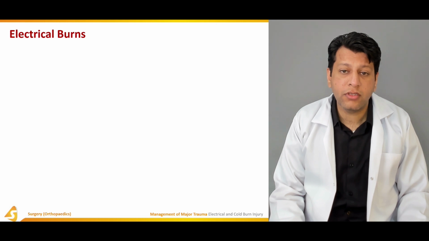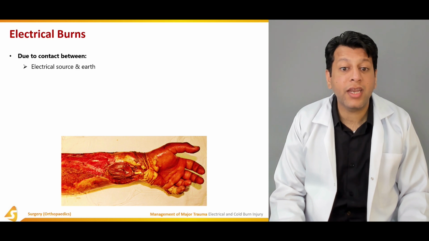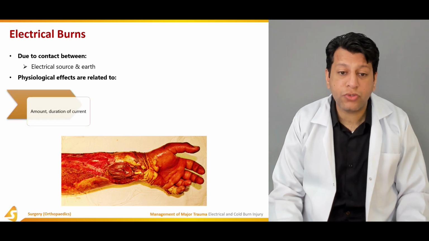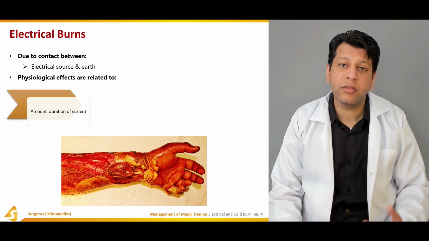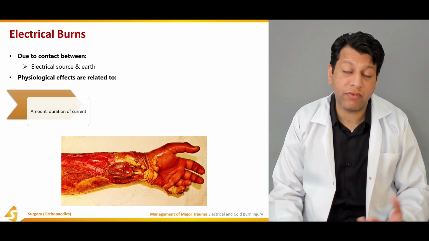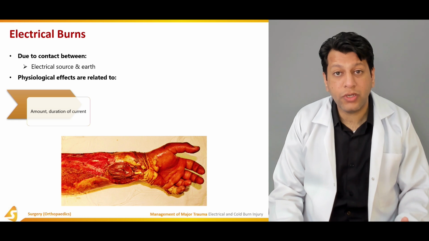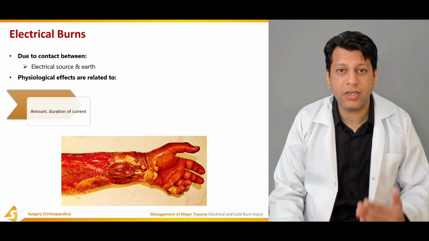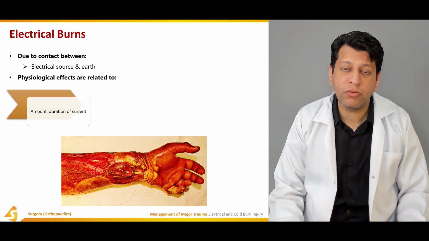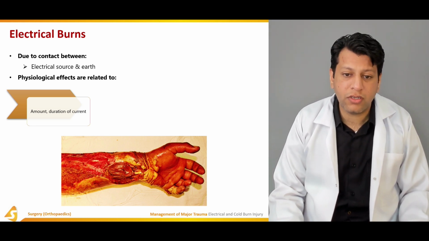Now, electrical burns are very common, especially in the case of children. This is usually due to contact between an electrical source and the earth. The physiological effects are related first and foremost to the amount and duration of the current. Whether the patient has suffered it from high tension wires, which may contain 10,000 or 15,000 volts of electricity, which is a very high amount, and how long the duration was. The greater the duration and the greater the voltage, the more damage there is probably towards the deeper tissue, especially the muscles and the nerves, and eventually this leads to necrosis of these tissues.